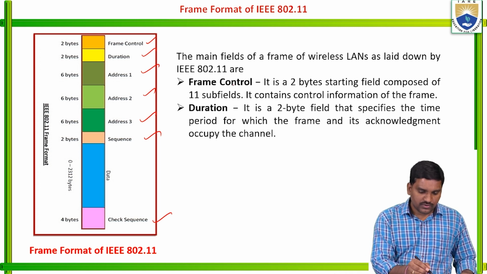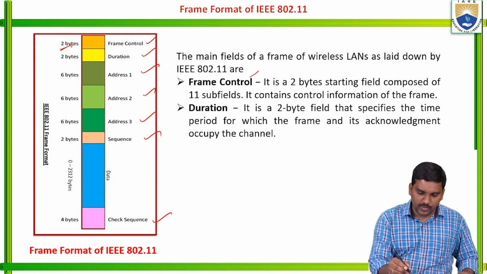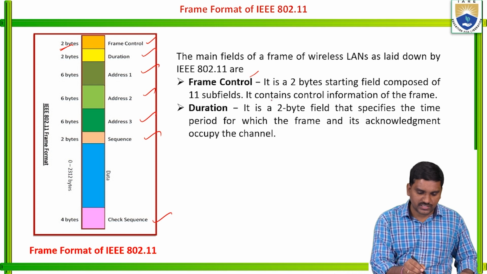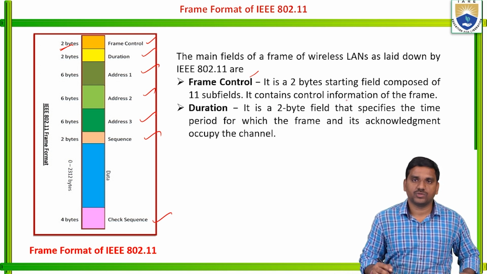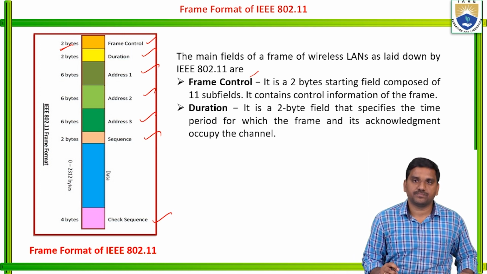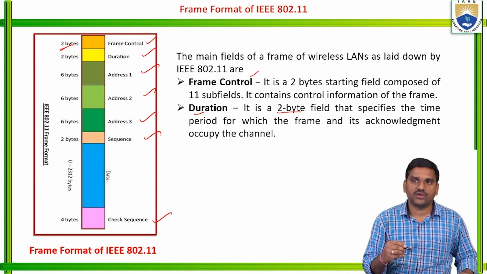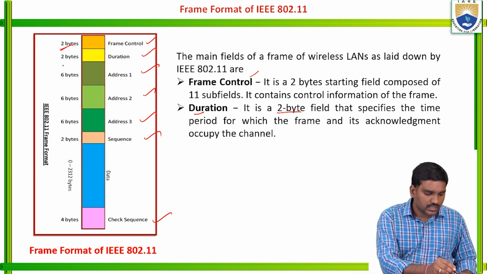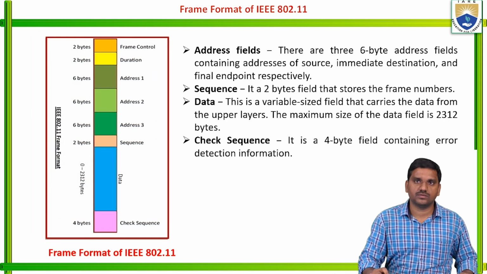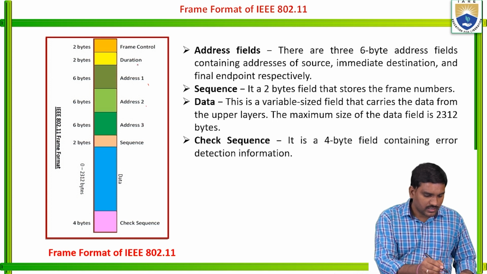The main fields are, first, frame control. Frame control occupies 2 bytes, a starting field composed of 11 subfields. It contains control information of the frame. The main function of frame control is to control the information of the frame. Next, duration. It occupies 2 bytes and specifies the time period for which the frame and its acknowledgement occupy the channel.